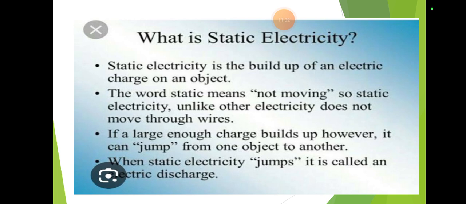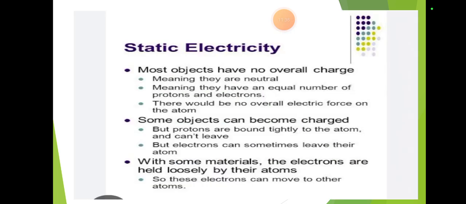When static electricity jumps, it's called an electric discharge. Whenever you have a question about what it is called if static electricity jumps, we'll say electric discharge. If it does not jump, it's electric charge. If it jumps, that means discharge. If it doesn't jump, it's charge. So you must know these things properly and very clearly.